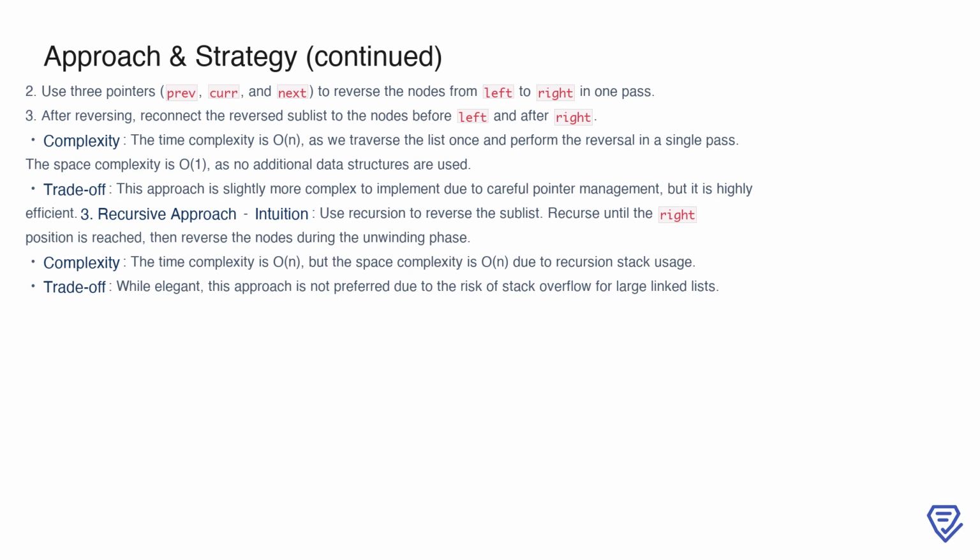A third method we considered is the recursive approach, which involves reversing the sublist during the recursion's unwinding phase. However, recursion introduces a space complexity of O(n), due to the stack usage, making it less desirable for large inputs.